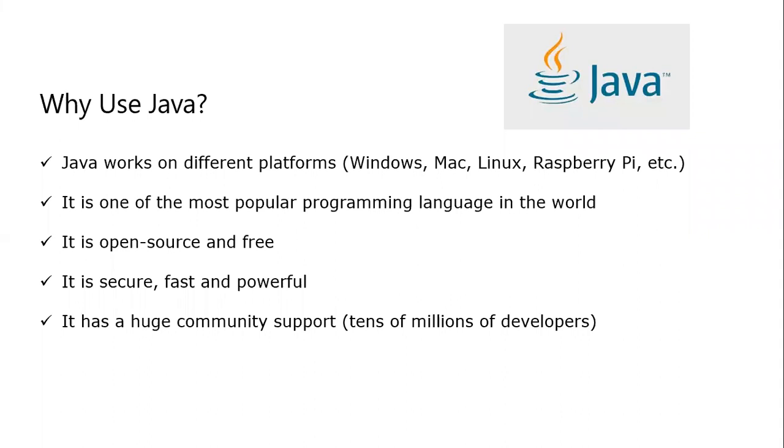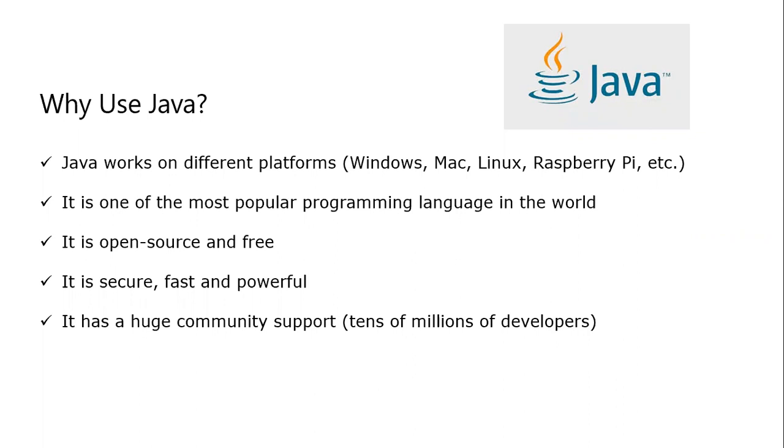Be it your phone, or Mac or Linux, or even a small Raspberry Pi kind of an OS. So it is going to be platform independent. That makes Java more popular and relevant compared to the .NET world, right?